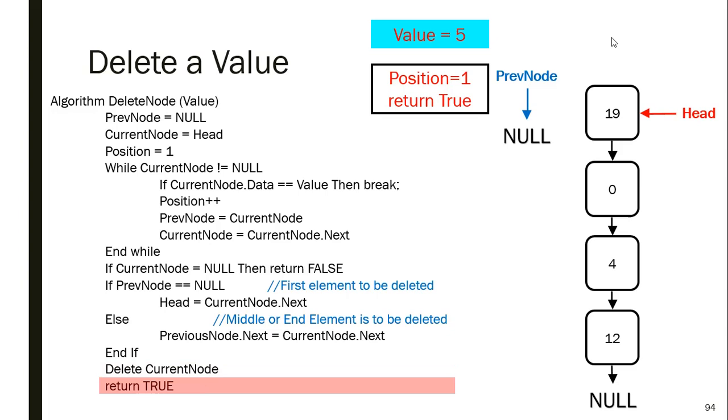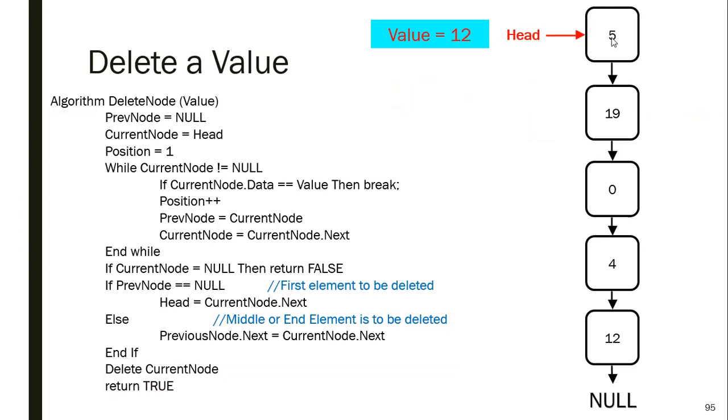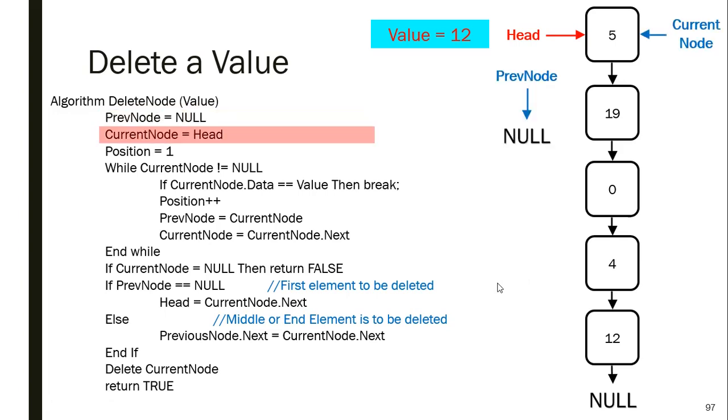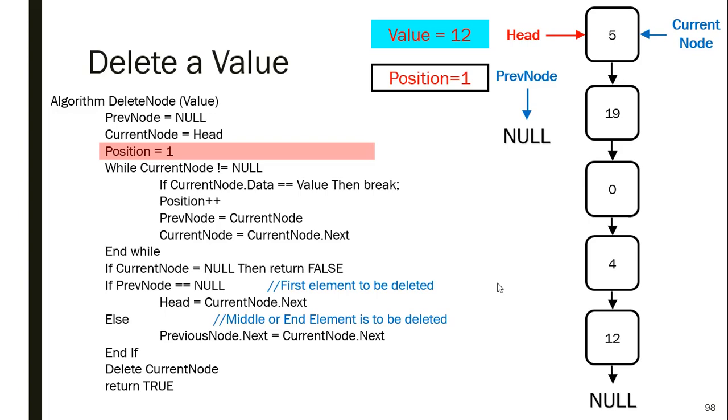We have done that. So if this value is 12, for example, we are going to delete 12, and this is in fact the end of the list, or somewhere in the middle. So what will be the simulation? Previous node is null, current node is head, position is 1. We know the position of this current node is 1. It is in the first position. While current node is not equal to null, it means it hasn't yet reached the end of the list.